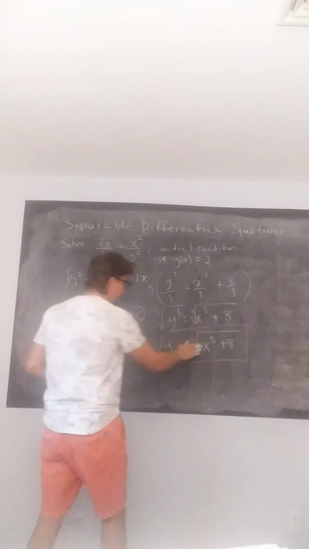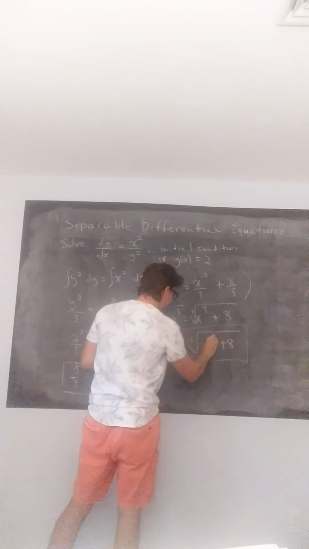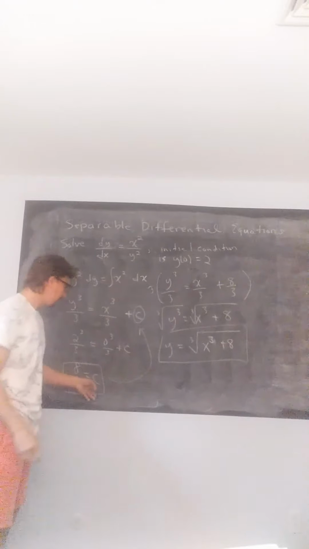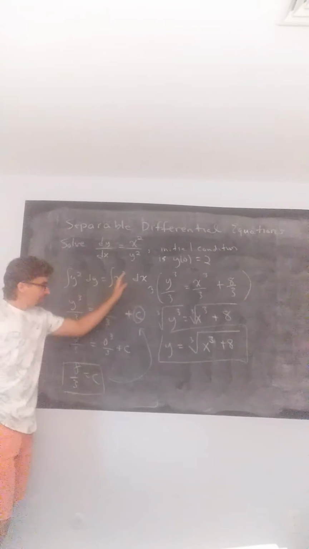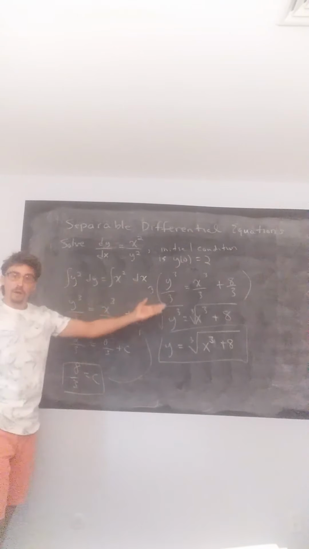Okay, so the difference is that you have to find what c is. And once we find what c is, we go back to that step before and then solve for y like we did in the other examples.